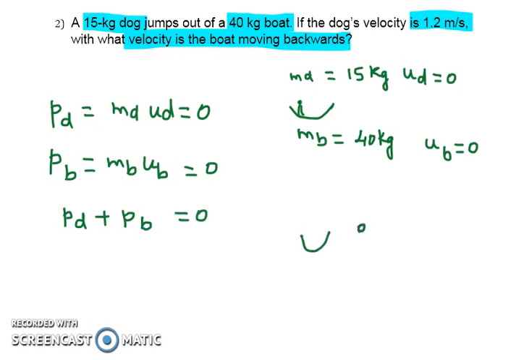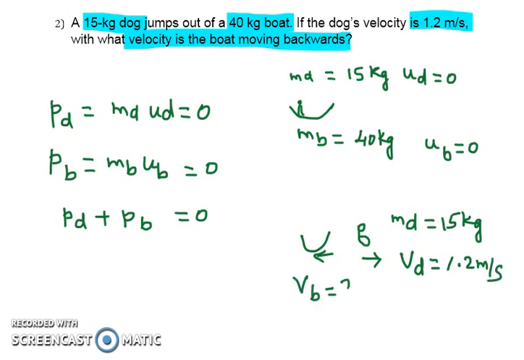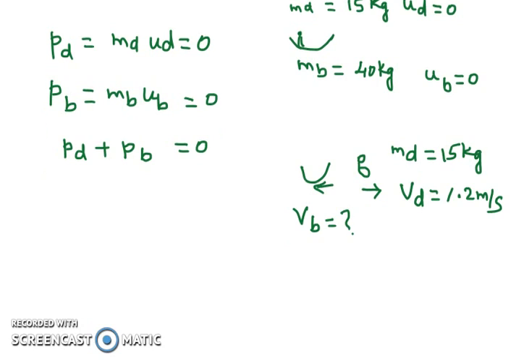Now once the dog jumps out, the boat will move in the backward direction. The dog has jumped out. The mass of the dog, MD, is 15 kg. The final velocity with which it has jumped out is 1.2 meter per second. We have to find out the final velocity of the boat. So in this case, the final momentum of the dog is MD VD, that is 15 multiplied by 1.2.